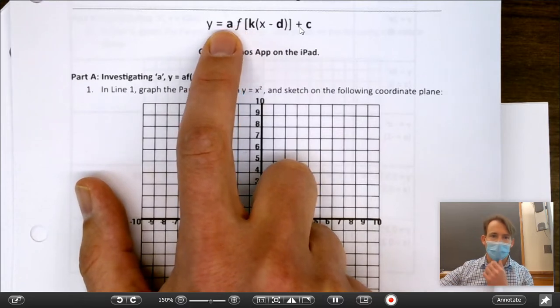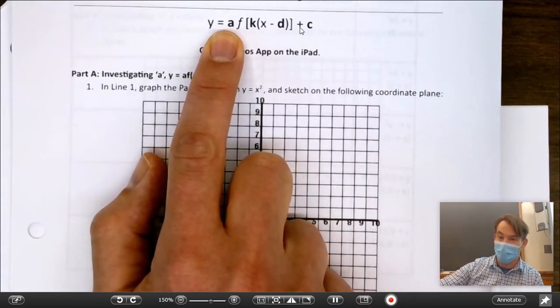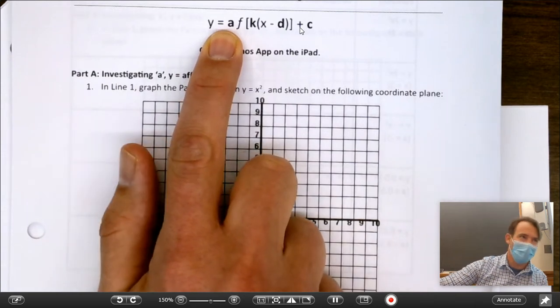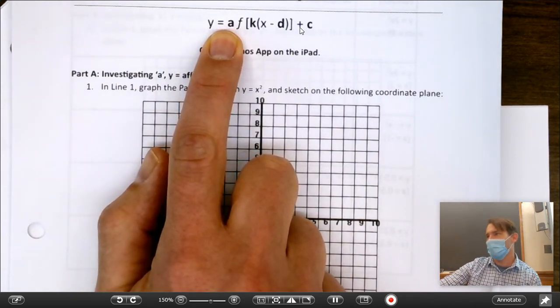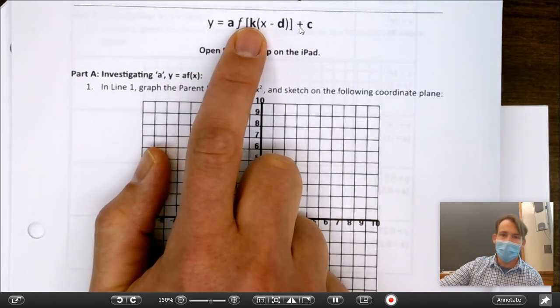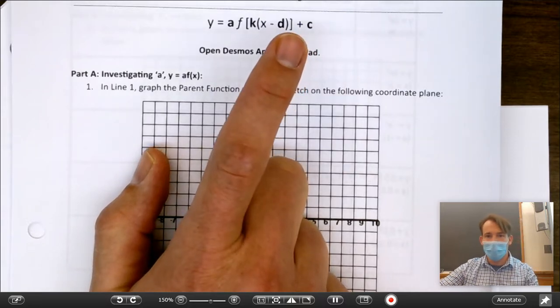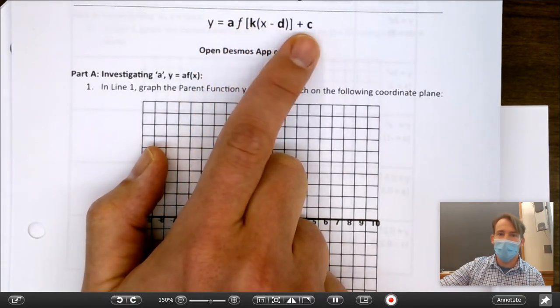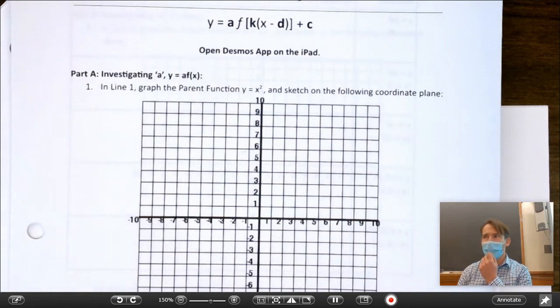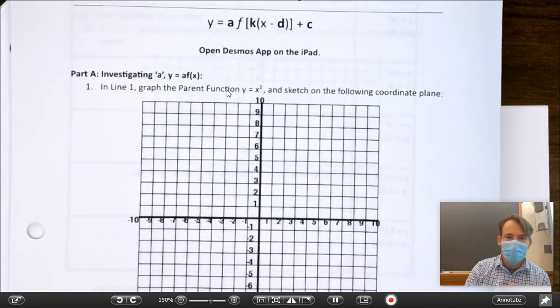The numbers that are bolded, and I say numbers, and they're actually letters, and I hope you're used to that at this point, that letters are numbers too. They're just numbers we don't know yet. They're just numbers that could be some value. A, K, D, and C are the bolded numbers here, and these are the four numbers that when we change them will transform functions. So when we're looking at the first one here, A, we'd have some function that's y is equal to A multiplied by the output of functions. So A is a number that multiplies the output of functions.